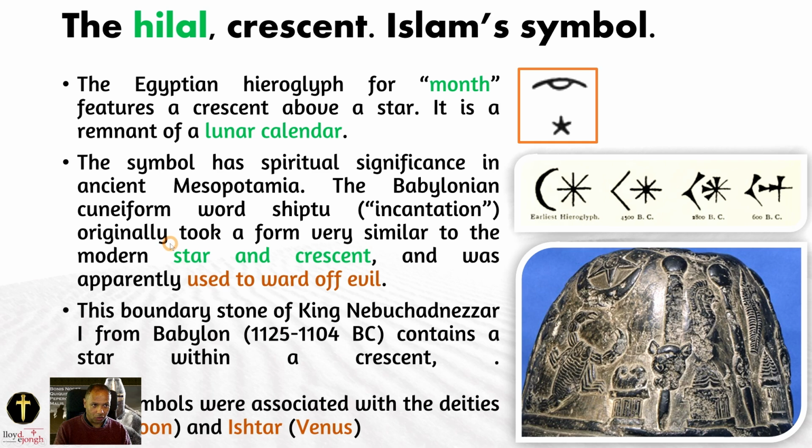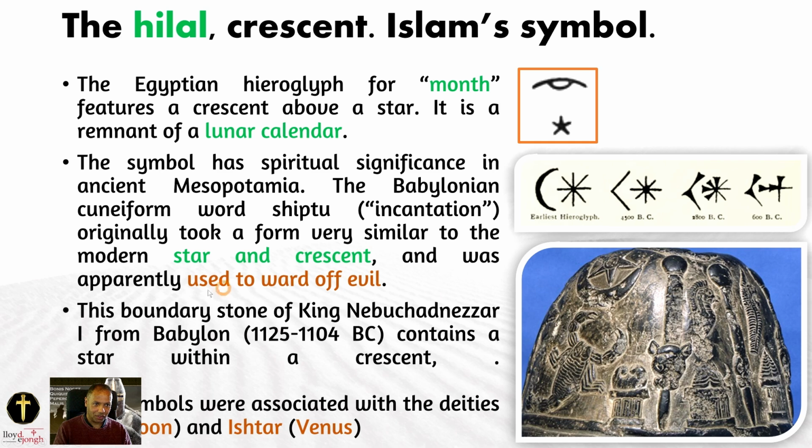Now, this originally took a form very similar to the modern star and crescent. Let's have a look at the earliest hieroglyph. Now we have 1300 BC, we have, can't read that date right now, and 600 BC. So 2800 BC, my bad, 2800 BC, and 600 BC. Crescents and stars. And apparently this symbol was used to ward off evil, to ward off the evil eye, which is an occult practice.